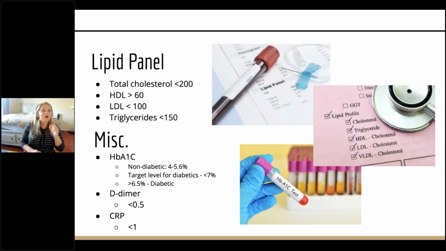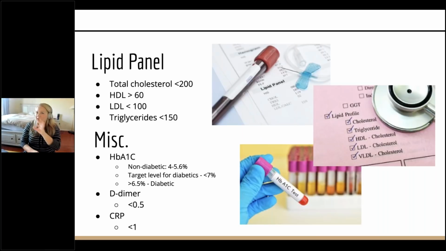Triglycerides are very low density lipoproteins. So they're even worse than your LDLs. They're another part of those fatty plaque deposits that are building up. So we also want our triglycerides to be low, less than 150. Total cholesterol, that's just the sum of your LDLs, your triglycerides, and your HDLs. And total cholesterol, we want to be less than 200.